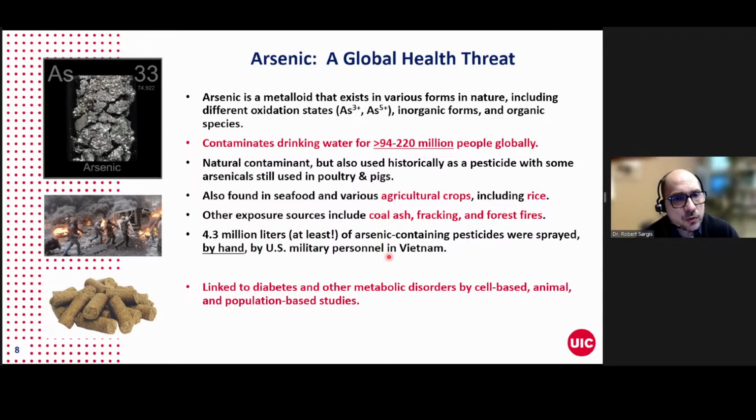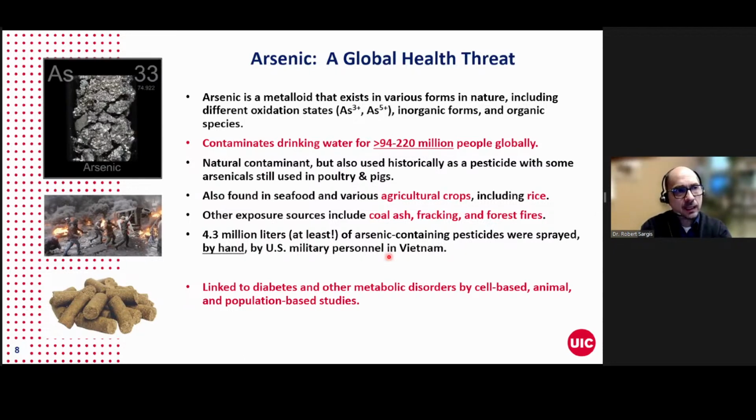And then other exposure sources include things like coal ash, hydraulic fracking, and forest fires, which links arsenic exposure very clearly to climate change, both its origins and its consequences. And then as someone who works at the VA, I'm particularly interested in military-associated exposures, of which the most significant for US military personnel, as well as those living in Vietnam, is that the US military sprayed somewhere around 4.3 million liters of arsenic-containing pesticides by hand during the Vietnam War.